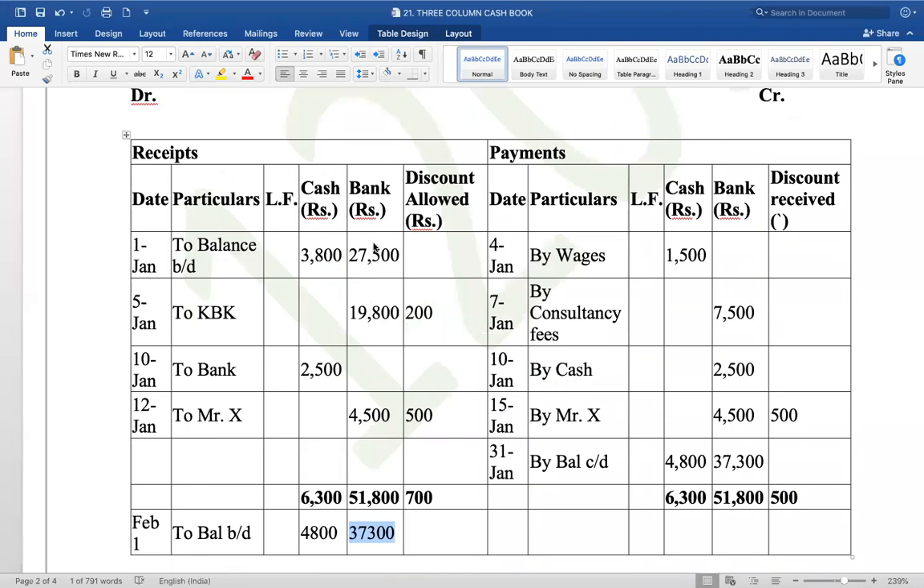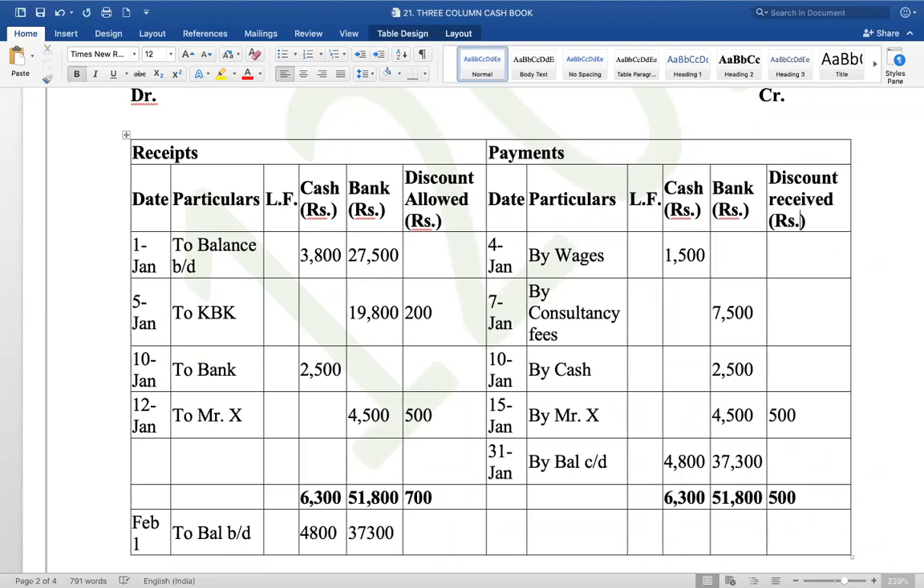Okay, cash book, bank column, discount column. Look at this. We did not tally or balance discount columns. Debit side discount column is 700, whereas credit side discount column is 500. Do you see this? We are not attempting to tally it or balance it. We just total it and left it like that. But whereas the cash and bank columns, we have balanced the accounts.